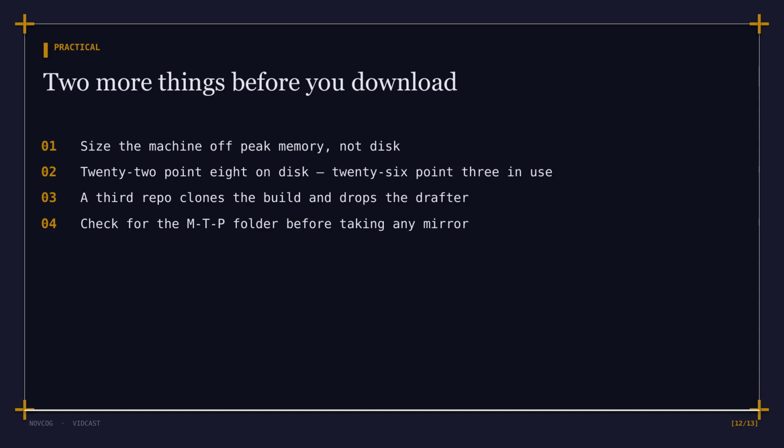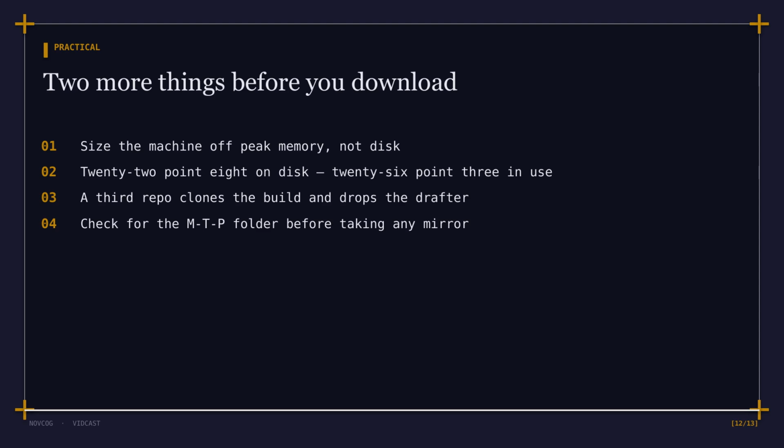First, size your machine off peak memory, not disk size. The 6-bit build is 22.8 gigabytes on disk, and my run peaked at 26.3, and that was with essentially no context loaded. The publisher's own 4,000 token run peaked at 29.5. That is a 30% premium at 1.5% of the model's maximum context.